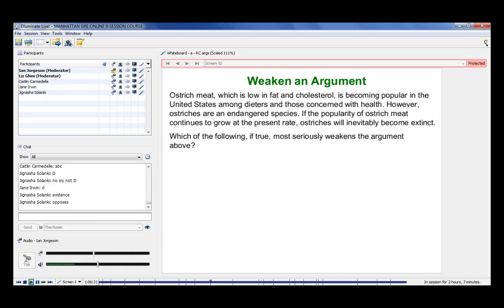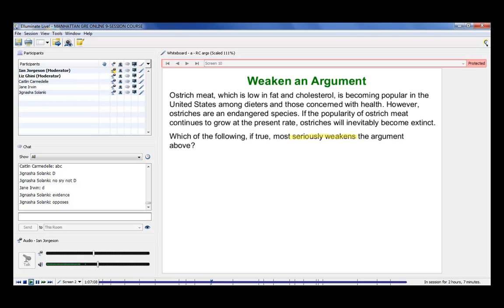So when we're asked to weaken an argument, what we really want to do is not weaken it directly. Let's say the argument is, this is a great plan to save the city a lot of money. Think about how dumb it would be if the answer was simply, this is not a great plan. So they're never going to give us an answer that directly contradicts the conclusion or even directly contradicts one of the pieces of supporting evidence. Instead, they're going to attack the connection between the evidence and the conclusion.